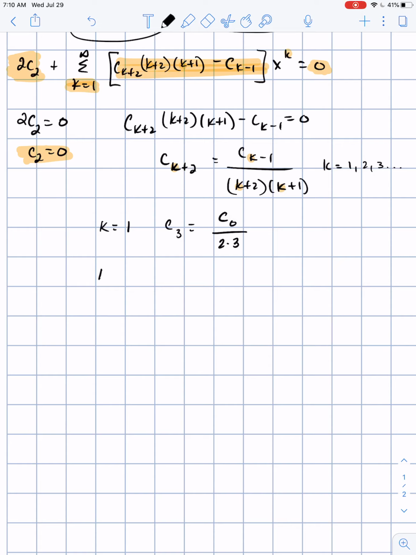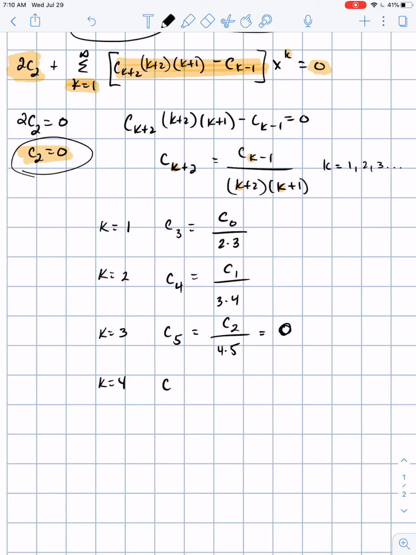So when k is now 2, c sub 4 is going to be c sub 1 over 3 times 4. K is 3, c sub 5 is going to be c sub 2 over 4 times 5, but we know since c sub 2 is 0, this is just going to equal 0. When k is 4, you get c sub 6. And you can notice the pattern is going to continue.